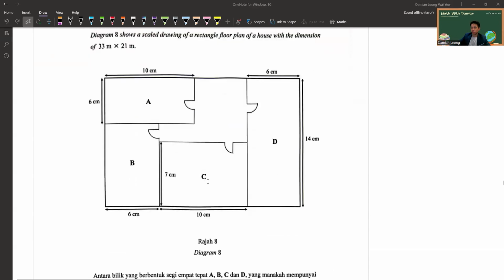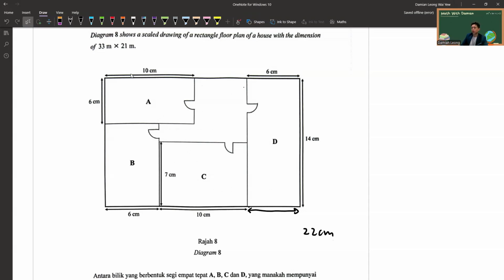Then question 25 here. Diagram A shows a scale drawing of a rectangle for the floor plan of a house with dimensions 33 meters by 21 meters. You see, here is 6, here is 10, here to here, same as the top here. So it's also 6. So the total length here is 22 cm. And all the way up here is 14 cm. So this is 22 cm by 14 cm.